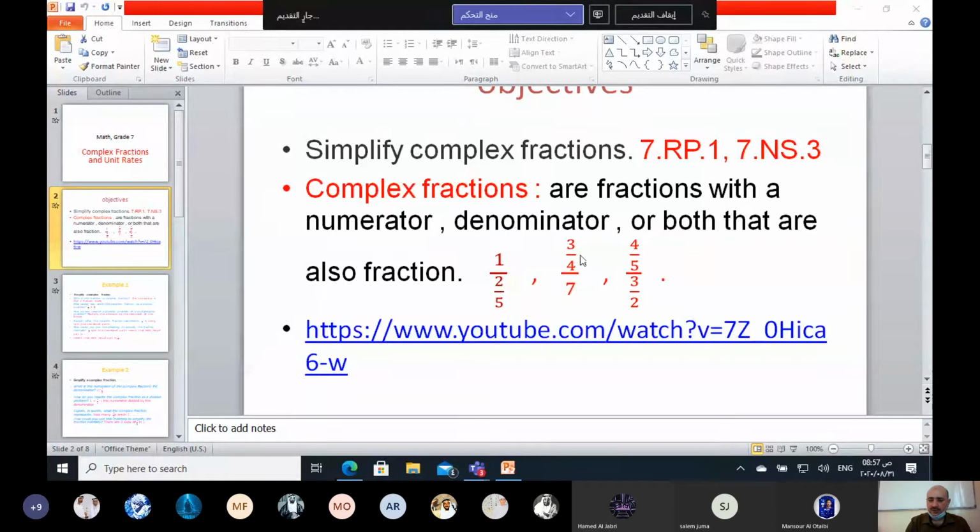In the second example, up we have a fraction and down we have a whole number. So that means we have a complex fraction. And in the last example, as you see, up we have a fraction and down we have a fraction. So we have a complex fraction. So a complex fraction is when we have a fraction in the denominator or in the numerator, or both. This is the meaning of complex fraction.